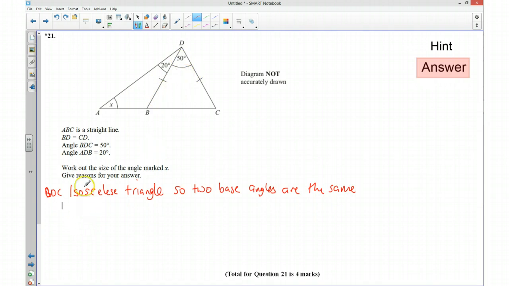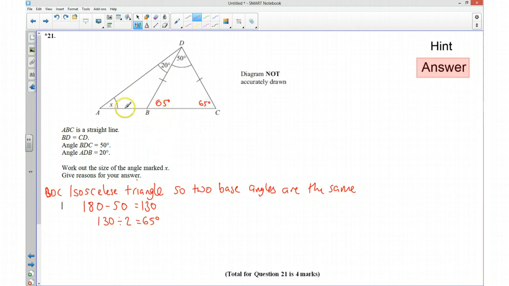Okay, so that means I can do 180 take away 50, which gives me 130, and then I can do 130 divided by 2, and that gives me 65 degrees. Okay, so that's going to be 65 degrees, and that's going to be 65 degrees.